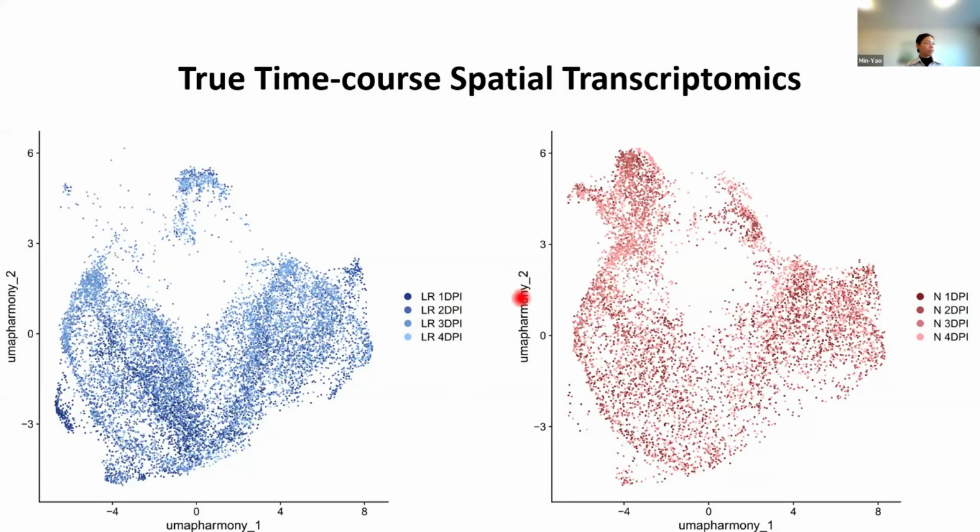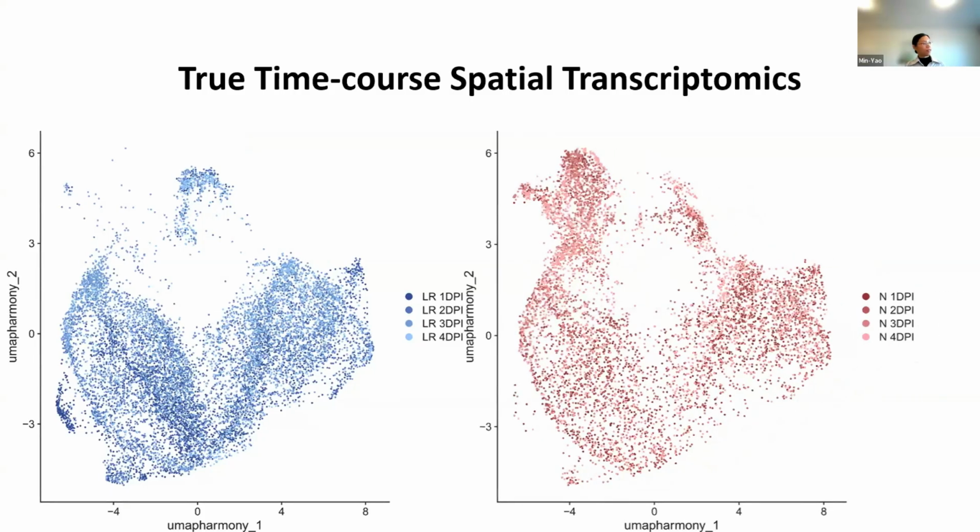So one thing to consider is that here we are highlighting different time points with different shades of color. On the left-hand side, we have the lateral root development. On the right-hand side, we have the nodule development. We start from the darker color to the light blue color, indicating 1 day, 2 day, 3 day to 4 day post induction, and similar for the nodule as well, from 1 to 4.